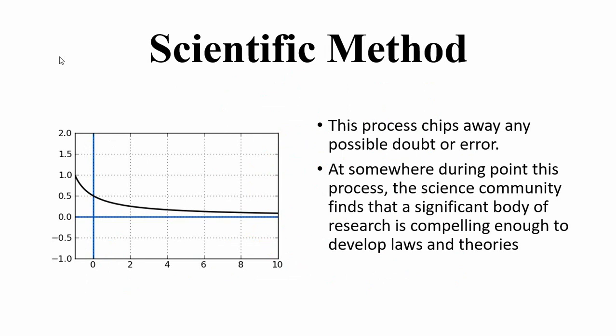If you think of the line on the 0 mark on the y-axis, right here, as being 100% true, and the x-axis is the body of evidence that has not been rejected, the increasing body of evidence gets infinitesimally closer and closer to the truth as the body of evidence increases. So as we go this way with the increasing body of evidence, we get closer to the 0 mark where it would be true. At some point, the scientific community determines that a law or a theory can be developed.